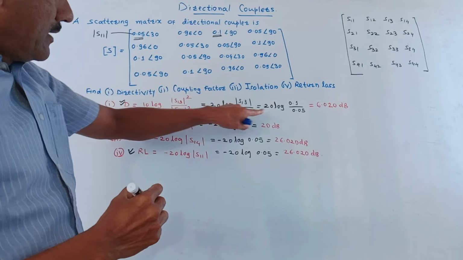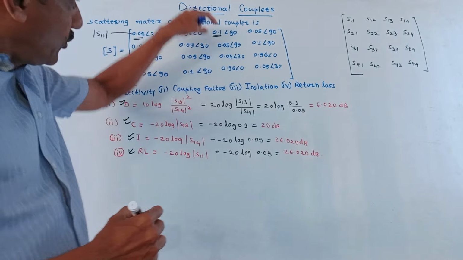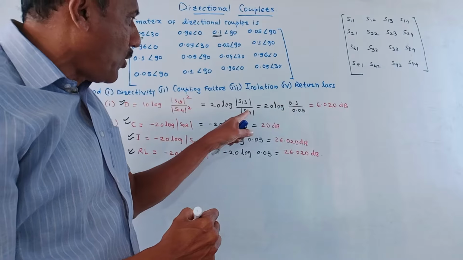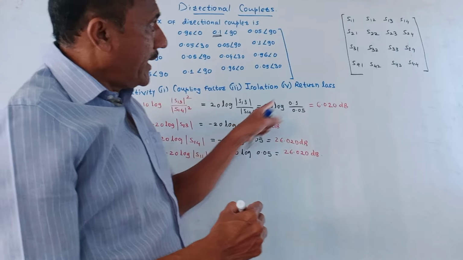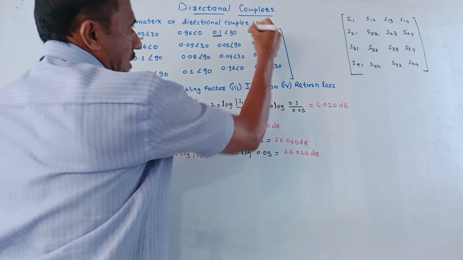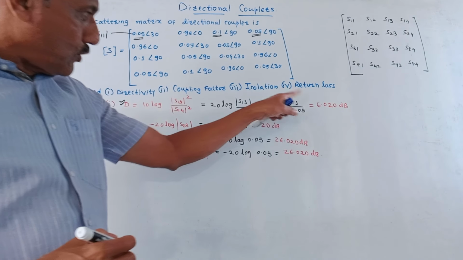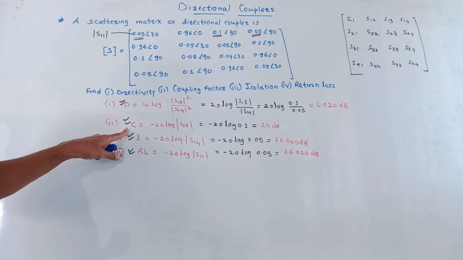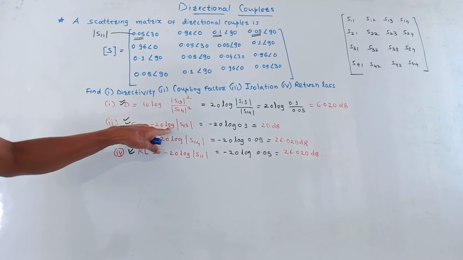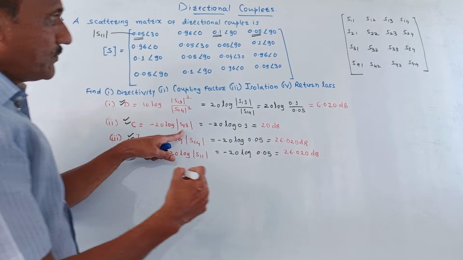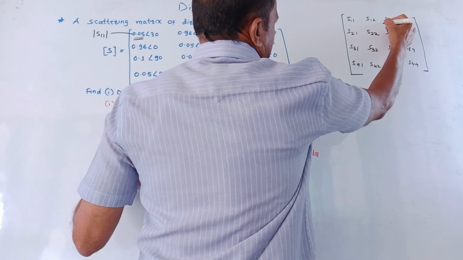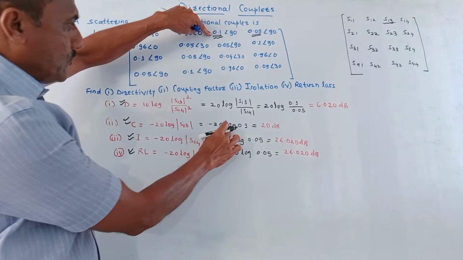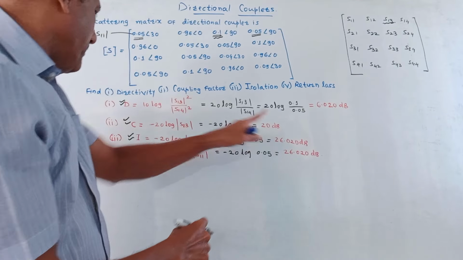So it becomes 20 log 0.1. Magnitude means you just have to skip the angle part. So it is 20 log 0.1 upon mod of S14. S14 is this term, that is the last term. So upon 0.05. If you solve this, the answer is 6.020 dB. Second is the coupling factor. It is minus 20 log of S13. S13 is this element, the same as we discussed right now. So it is minus 20 log of 0.1, that is 20 dB.